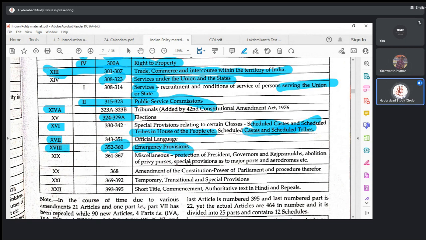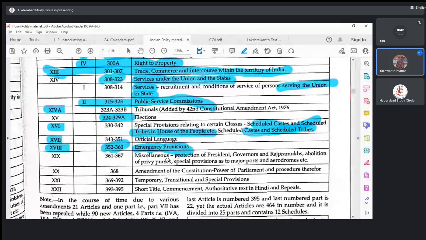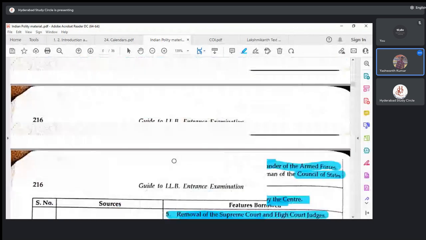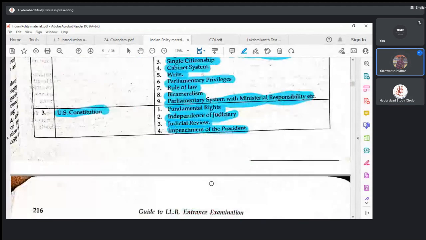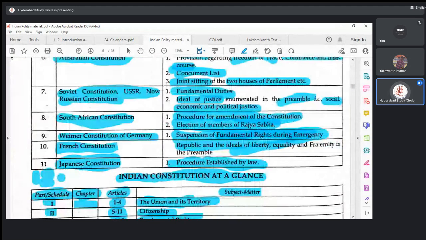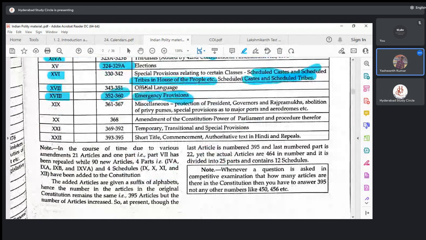Emergency provisions have been taken from which country? Government of India Act 1935. Emergency provisions, yes. Government of India Act 1935. Next, please.